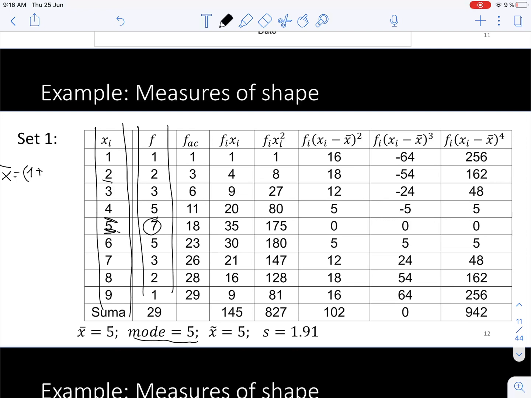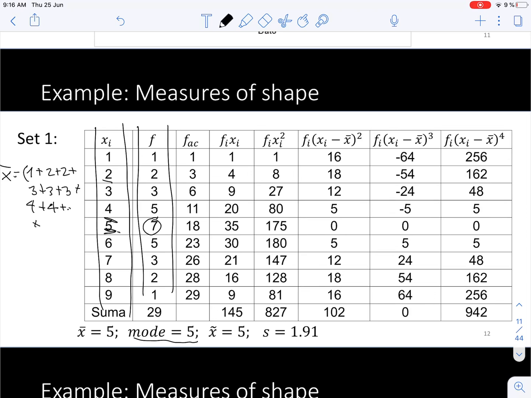We have two 2's, right? 2, and the frequency is 2, so this is the 2 plus 2, and it continues. Then 3, we have 3 3's, so that's 3 plus 3 plus 3. Then there are 5 4's, so that's 4, 4, 5 times, right? So we keep going to the last one.